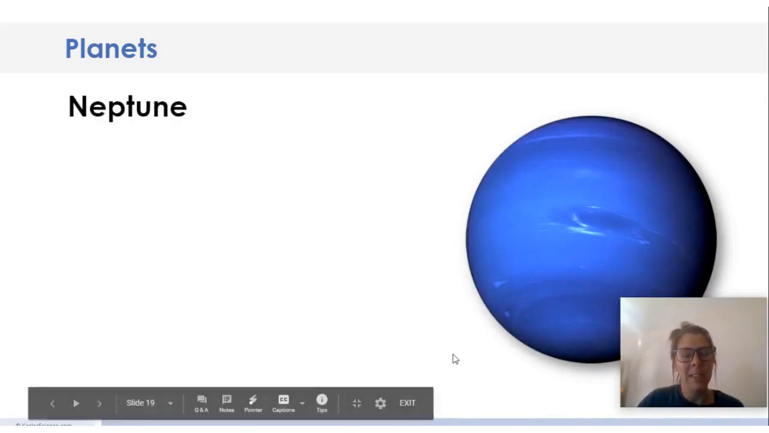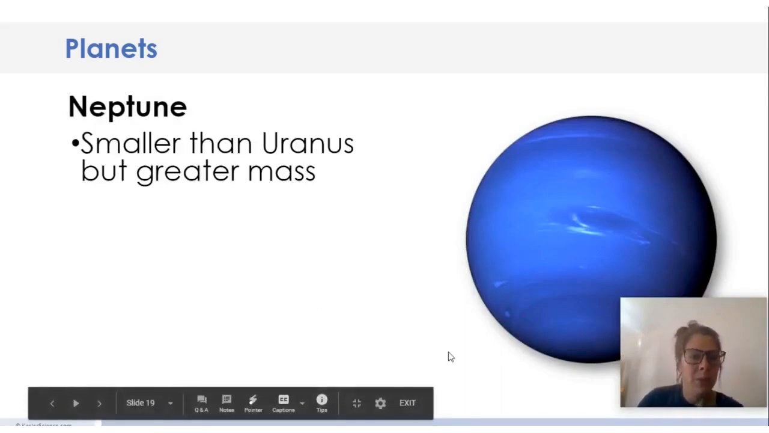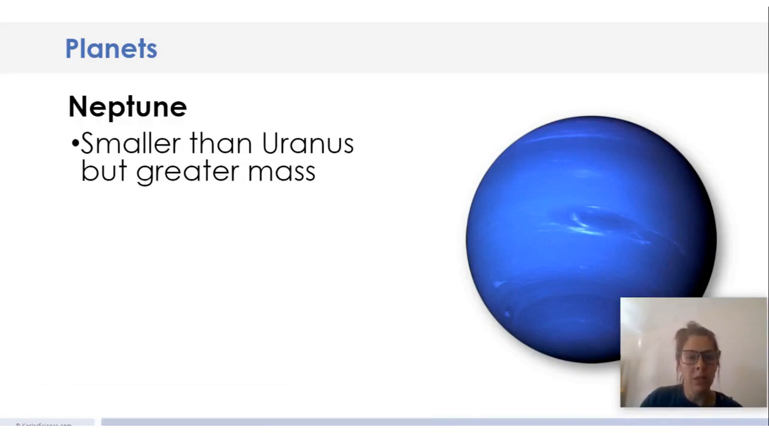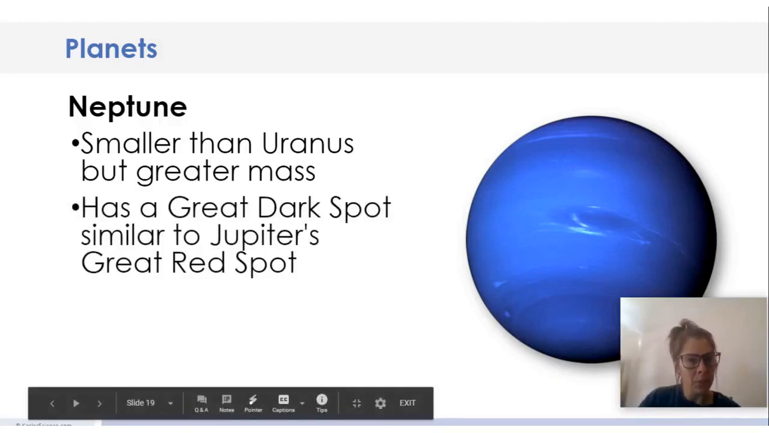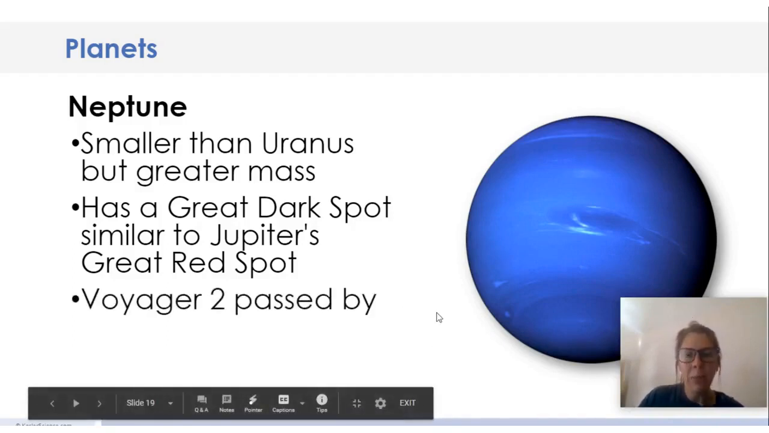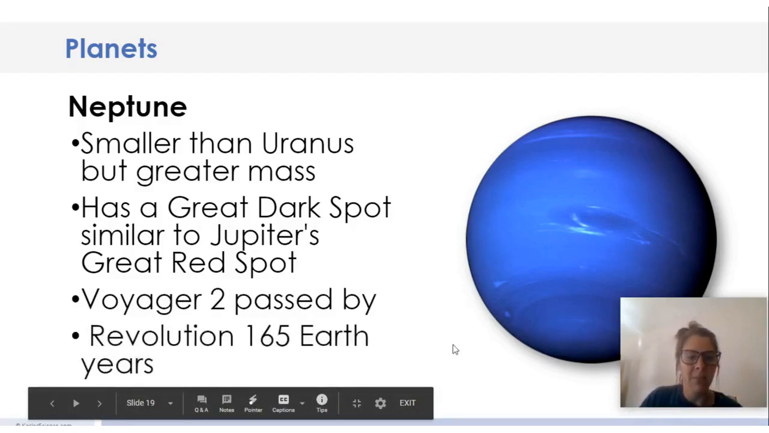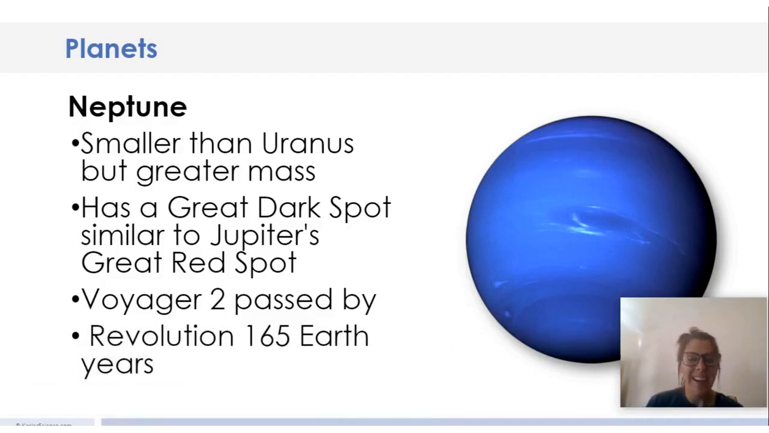And then let's move on to our last official planet, Mr. Neptune. It's actually smaller than Uranus, but has greater mass. So there's more stuff compacted into that smaller space. And like Jupiter, it has a storm, but instead of being called the Great Red Spot, we call this the Great Dark Spot because it's a dark spot on Neptune. Voyager 2 also passed by this planet and was able to photograph it. And the revolution gets bigger and bigger. It takes 165 Earth years for Neptune to get around the sun once.